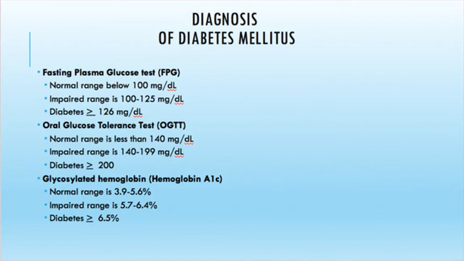So with that said, the normal range for an A1C is 3.9 to 5.6%. Prediabetes is 5.7 to 6.4%, and diabetes is anything at or above 6.5%.